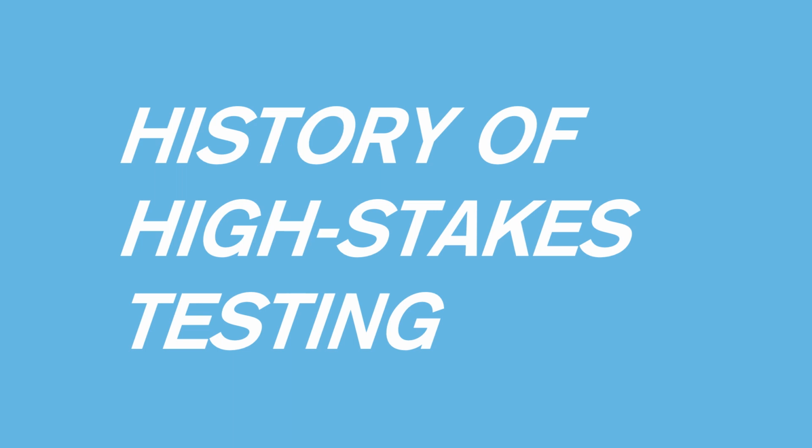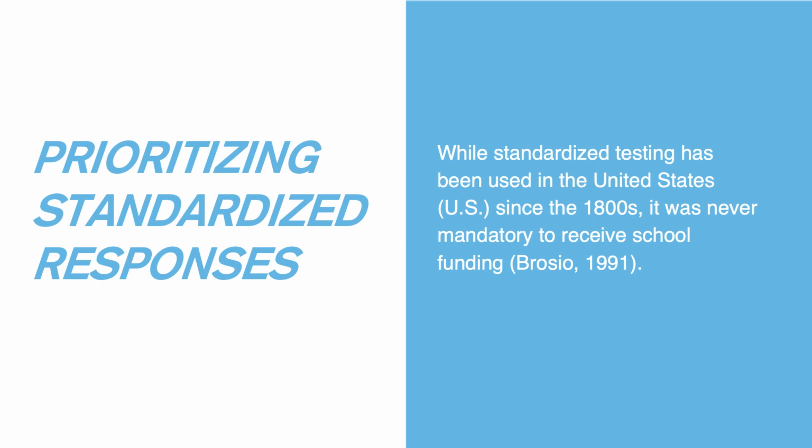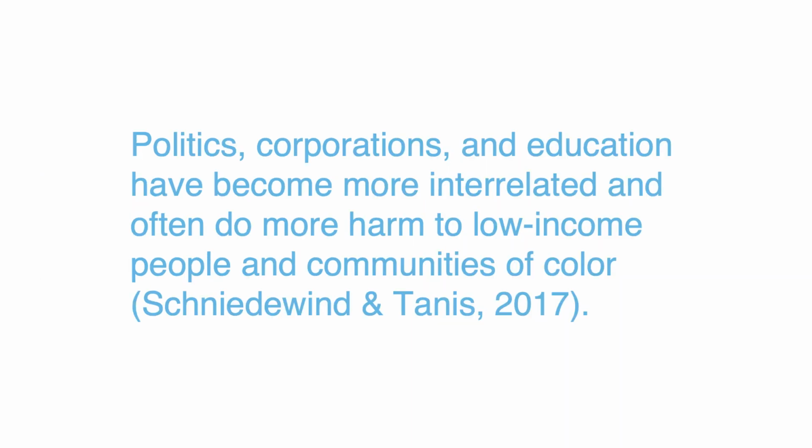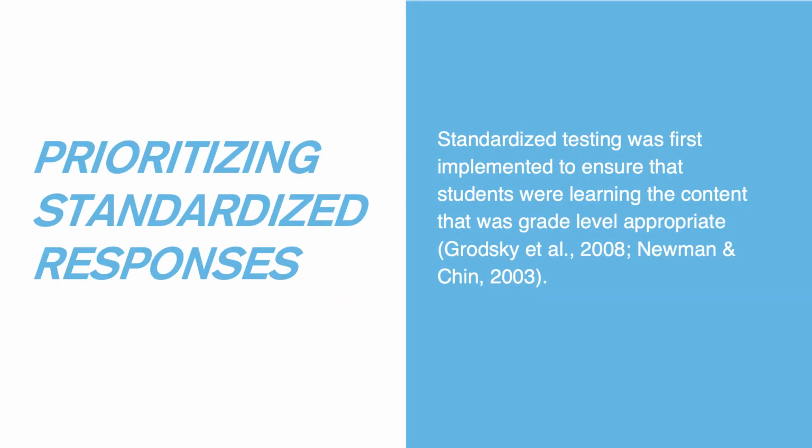History of high-stakes testing. Prioritizing standardized responses. While standardized testing has been used in the United States since the 1800s, it was never mandatory to receive school funding. Politics, corporations, and education have become more interrelated and often do more harm to low-income people and communities of color. Standardized testing was first implemented to ensure that students were learning content that was grade level appropriate.